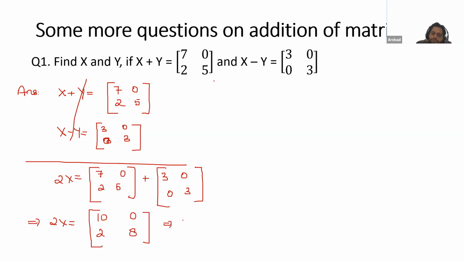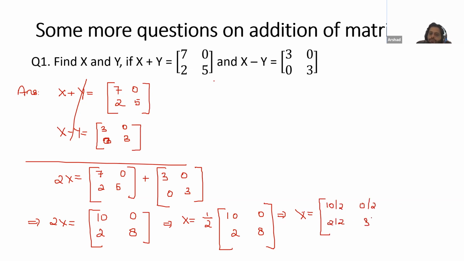Now this 2 can be shifted to the right side, so you will get x is equal to 1 by 2 of [10, 0; 2, 8]. Divide this with 2, so you will get 10 by 2, 0 by 2, 2 by 2, 8 by 2. So we get x is equal to [5, 0; 1, 4]. Now you get the value of x. Now please put this value of x in any of the equations. You can get the value of y. Please complete this. Share the answer with me. Share the value of y.